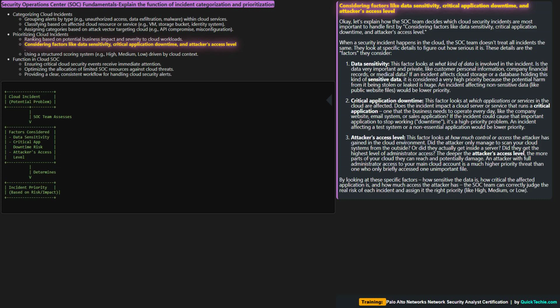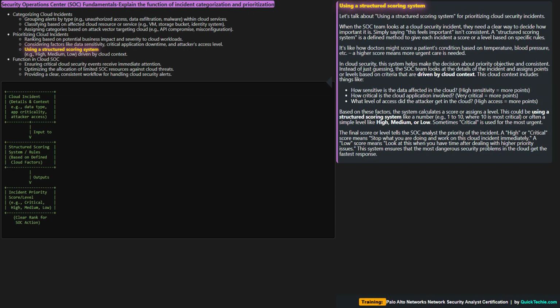An attacker with full administrator access to your main cloud account is a much higher priority threat than one who only briefly accessed one unimportant file. By looking at these specific factors, how sensitive the data is, how critical the affected application is, and how much access the attacker has, the SOC team can correctly judge the real risk of each incident and assign it the right priority, like high, medium, or low, using a structured scoring system.